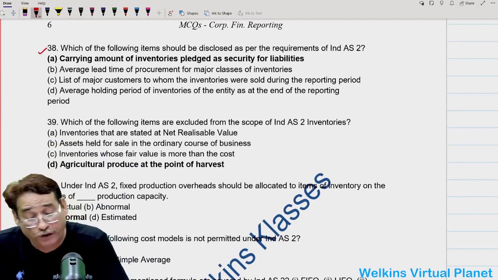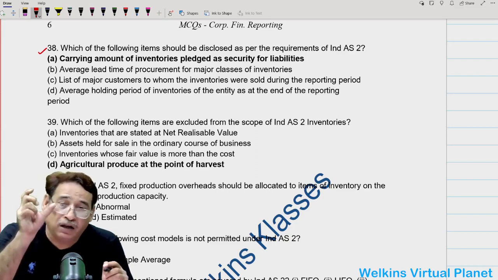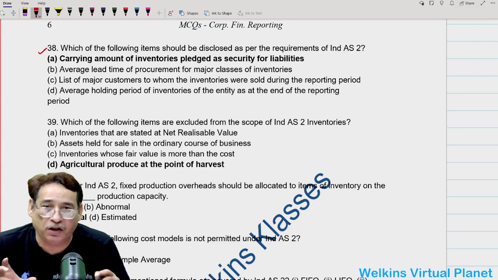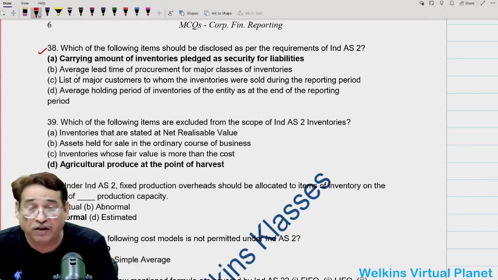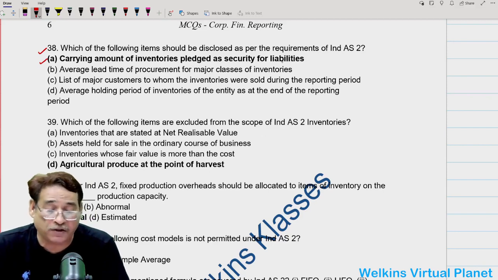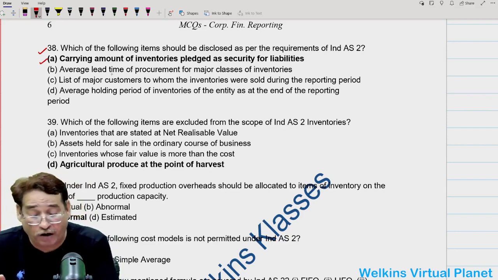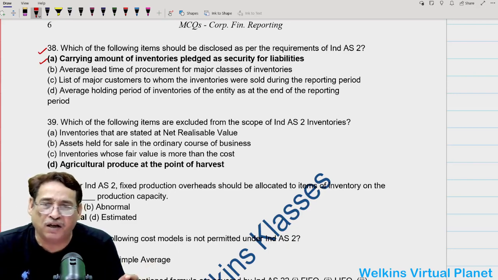38. Which of the following items should be disclosed as per the requirement of Ind AS 2? Ind AS 2 is related to inventories. Correct? The last paragraph of our notes deals with the disclosure aspect. So if we look into it, you will find which of the following items should be disclosed. Out of all these things, only the first one can be considered that it should be disclosed, because carrying amount of inventory placed as security for liability. However, we need not disclose the average lease time period, list of major customers to whom the inventories have been sold, or average holding period of inventory. All these things are irrelevant.